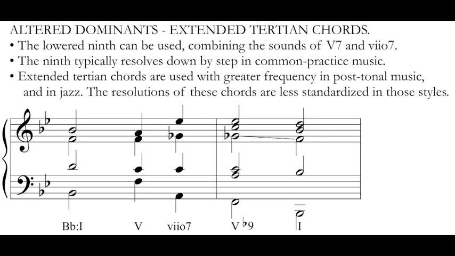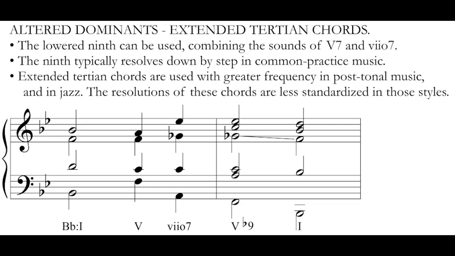We can also use different intervals as we stack up. A common extension might be a V with the lowered ninth, V flat 9, as you can see I've labeled in my analysis here. This combines the pitches of V7, F, A, C, E flat, and of vii fully diminished 7, A, C, E flat, and G flat. Okay, this is a common version of a ninth chord that we might encounter.